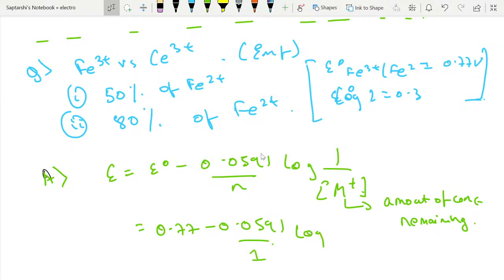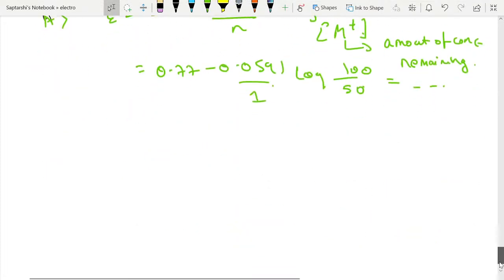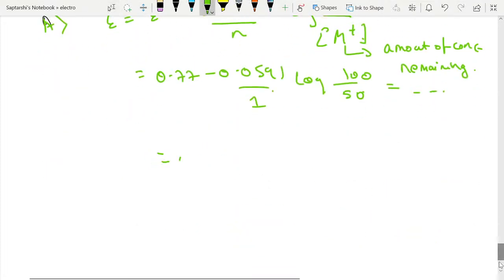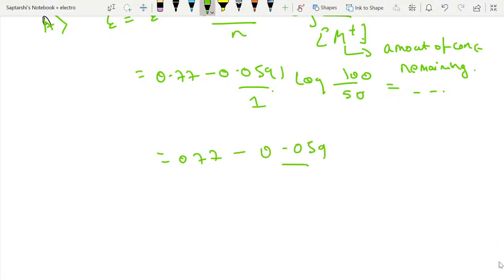What is the amount remaining in the first case? It's 50%, so it's 50 by 100. You do this and you get the value, and it's log 2, so the log 2 value was given over here. In the second case, 80% is used up, so how much is left? 20% is left. So 0.0591 by 1 log of 100 by 20. We get 0.739 volts. So that's the answer.